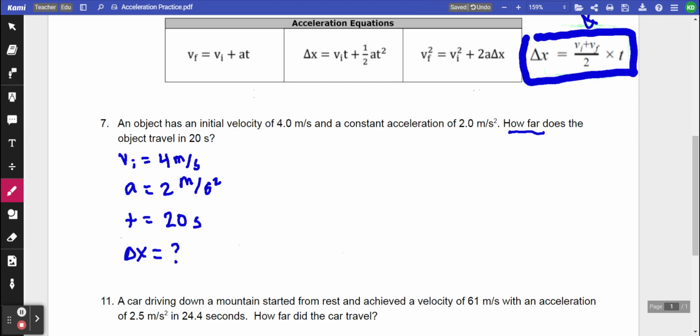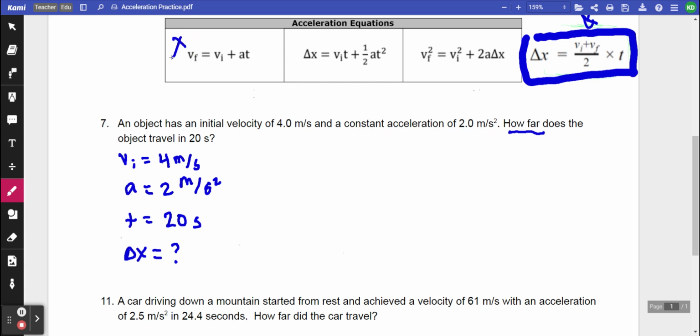And drawing a picture would be helpful as well if you want to add a diagram up here of this object and write these numbers and give a vector for the direction and all that. But I'm just going to do this part for now because I don't have a ton of space. So once you have labeled your givens and your unknown, then you look at your equations. In order to solve for delta x, which is what I'm trying to find, my equation has to have delta x in it. So like I can't use this one.